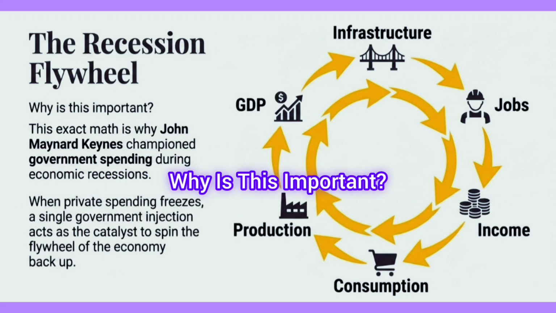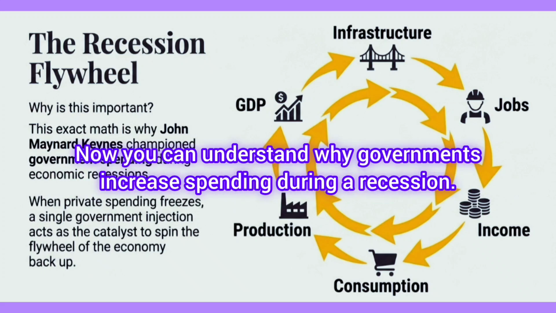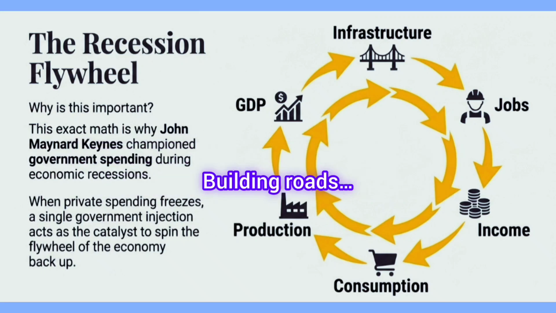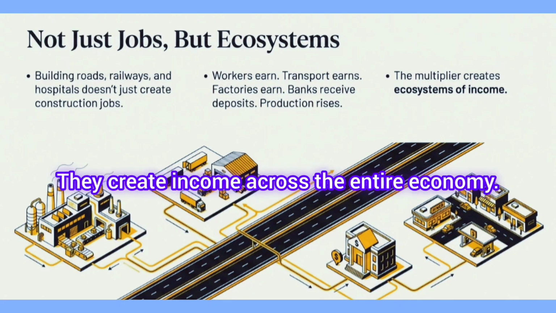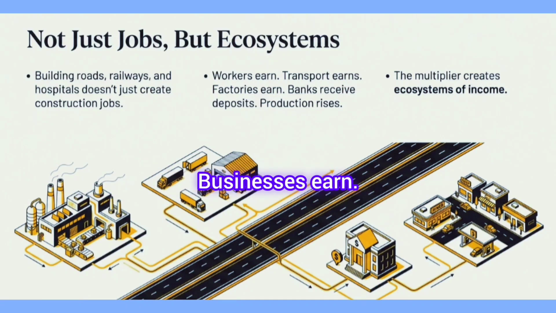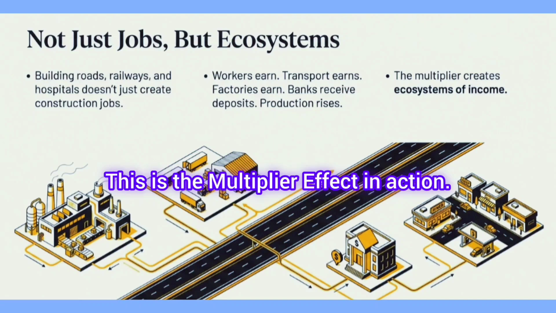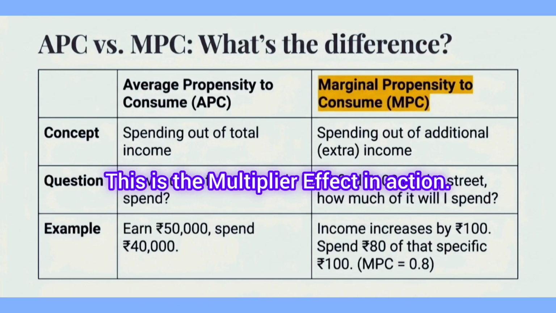Why is this important? Now you can understand why governments increase spending during a recession. Building roads, railways, hospitals, schools. These projects don't just create jobs. They create income across the entire economy. Workers earn, businesses earn, transport earns, factories earn, banks receive deposits, consumption rises, production rises, GDP rises. This is the multiplier effect in action.